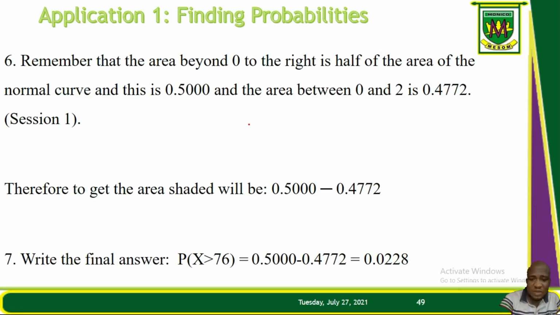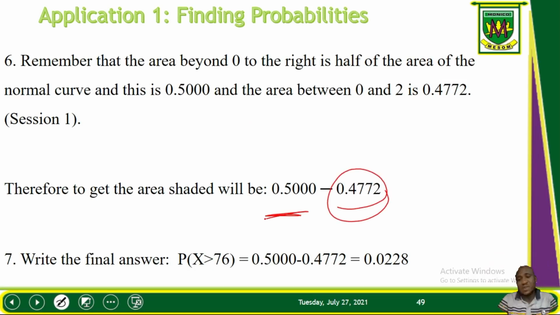You deduct that value which you got from the table from half of the area of the curve, which is 0.500. It can be 0.5, but because the value we got from the table is in 4 decimal places, that's why we've added 3 zeros to it. If you just deduct it from 0.5, you get the same value. But for consistency's sake, you have to add the 3 zeros.